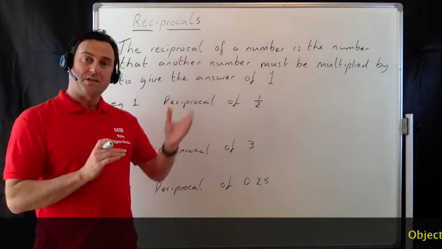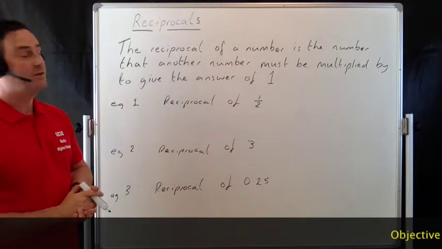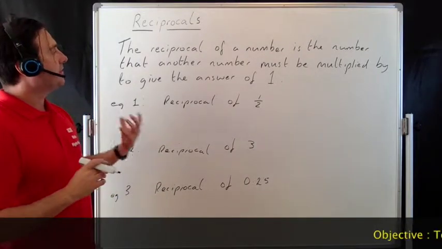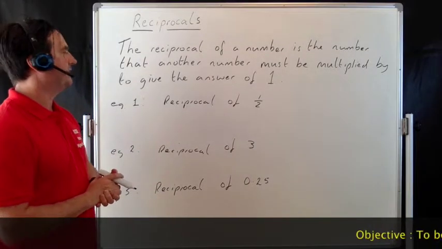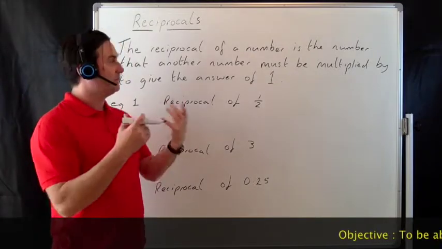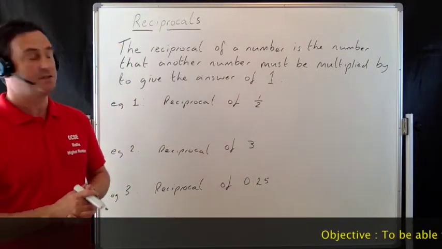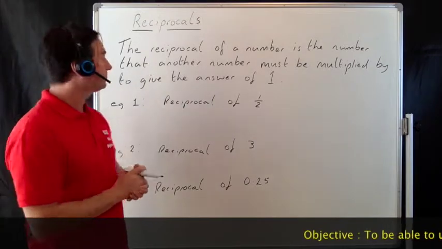Now, as you see up the top there, I've written it down. The reciprocal of a number is the number that another number must be multiplied by to give the answer of 1. Now, it's a bit of a long sentence there, it's a little bit confusing, so I'm going to show you 3 examples of this.